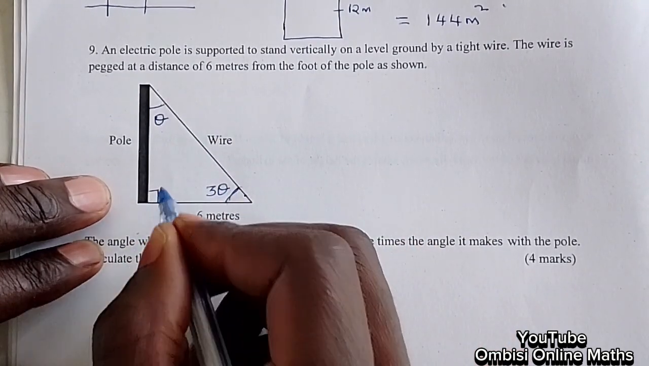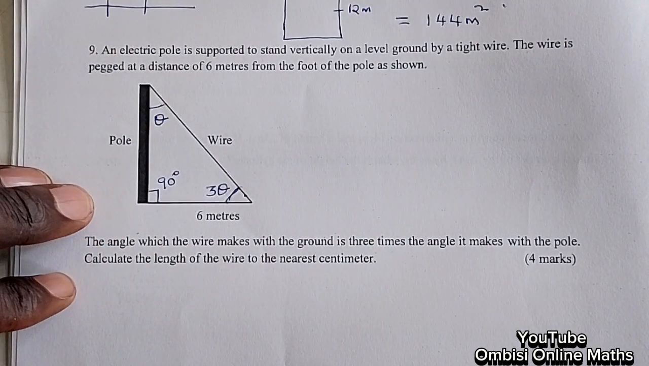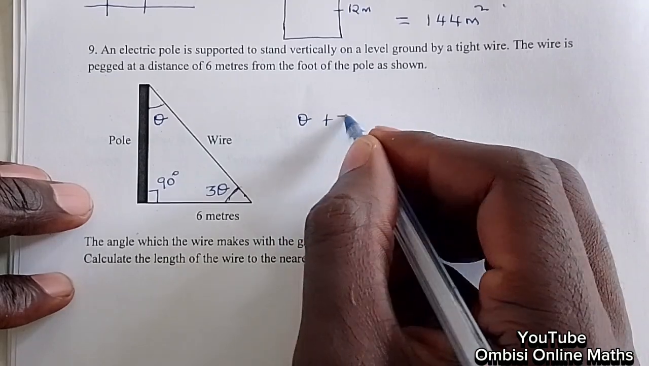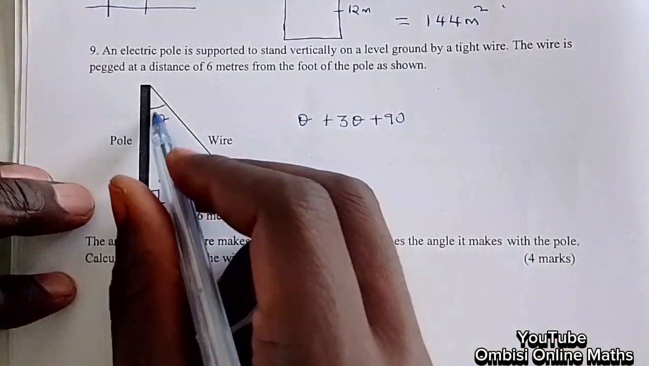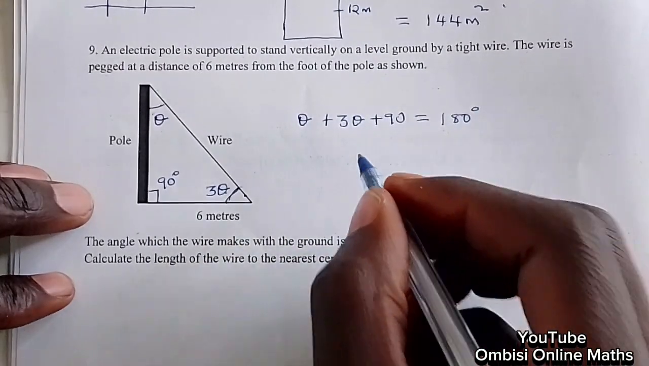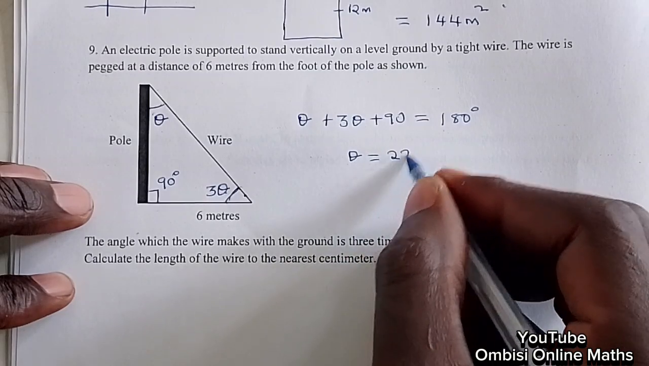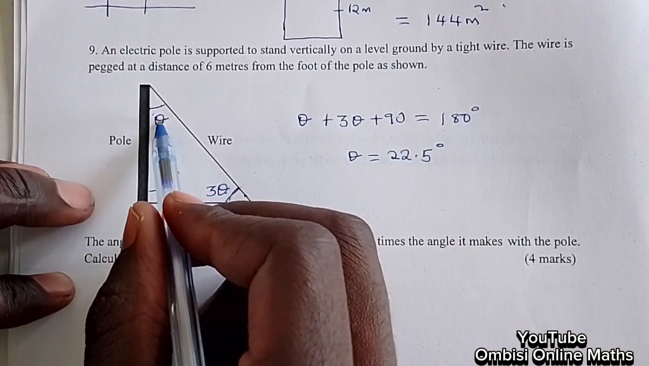Since the pole is vertical, here is going to be 90 degrees. So it means that if I take theta plus 3 theta plus 90, the angles of a triangle add up to 180 degrees. If you solve this one, you find that the value of theta is 22.5 degrees.